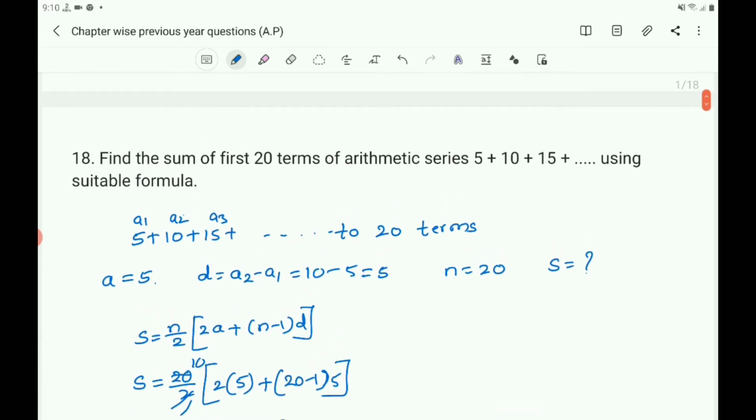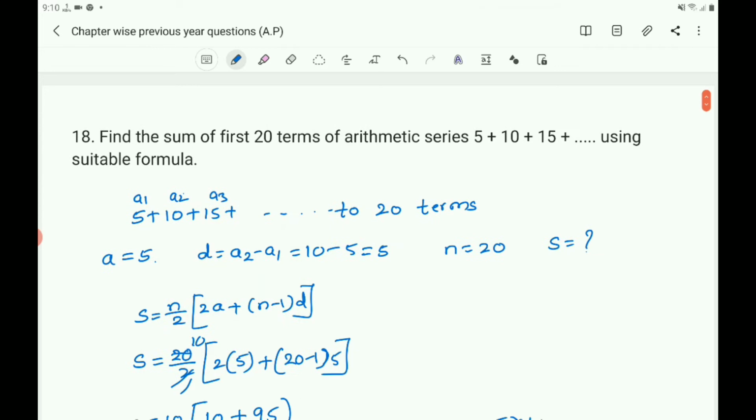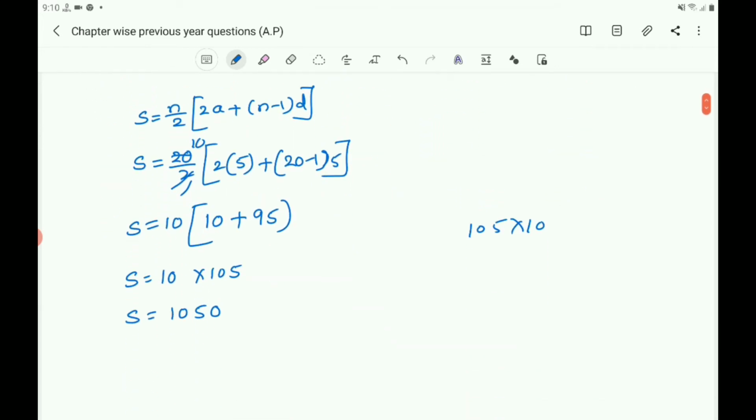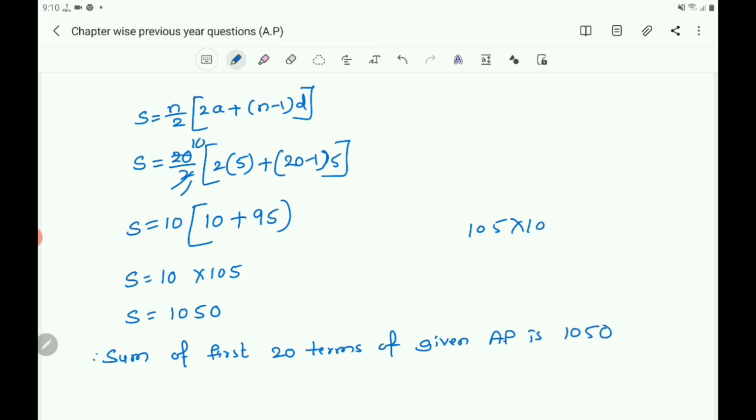That is, the sum of the first 20 terms of the given arithmetic progression 5 plus 10 plus 15 and so on is 1050. Therefore, the sum of the first 20 terms of the given AP, or given arithmetic series, is 1050.